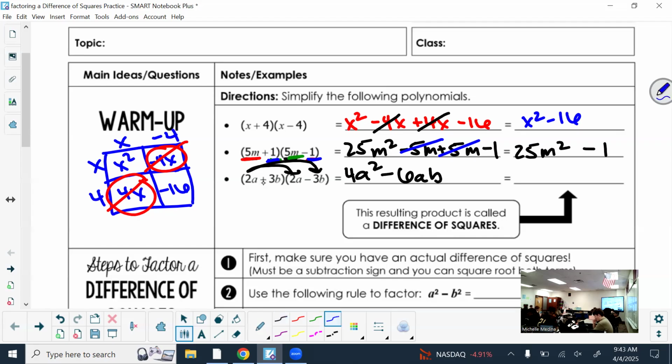All right, table 9, I'll have you distribute this to the rest. So what's 3B times 2A? Good, and it's positive, so I'm putting a plus 6AB. And then distribute, what's 3B times negative 3B?